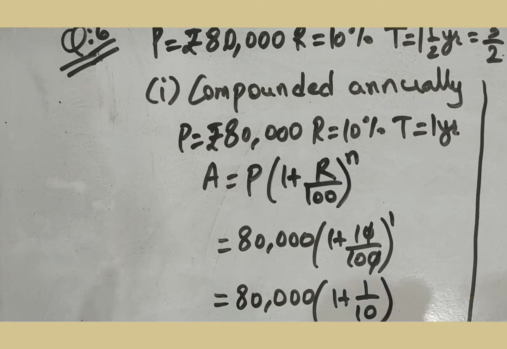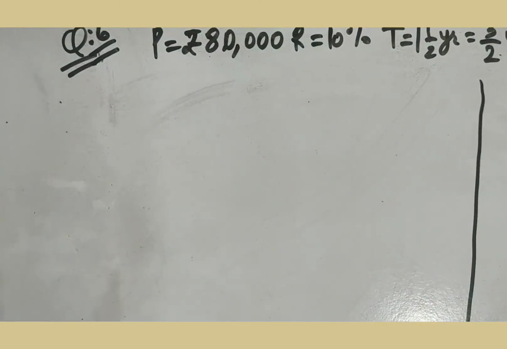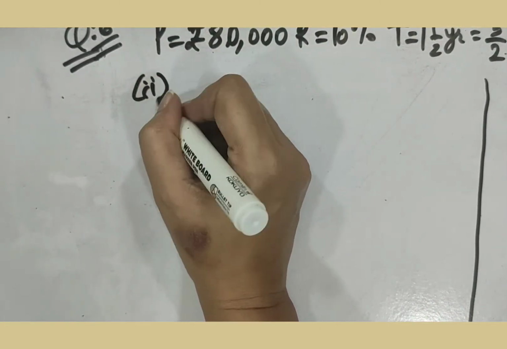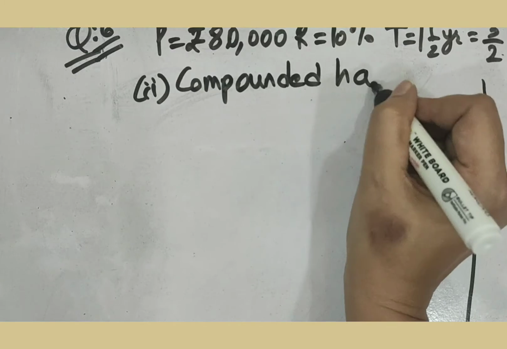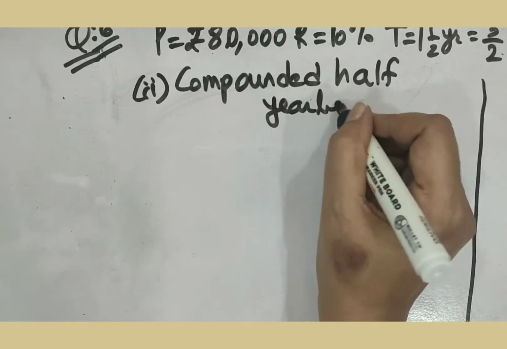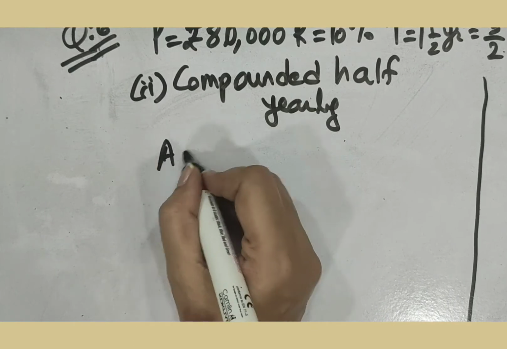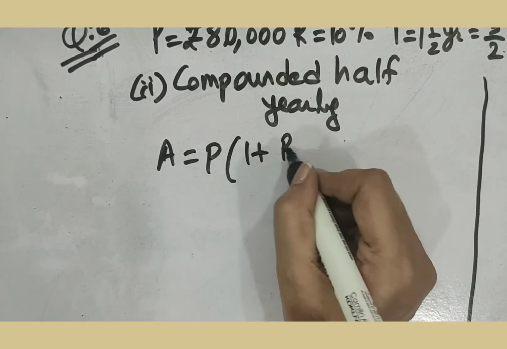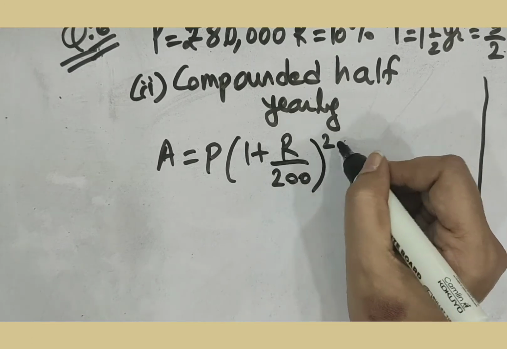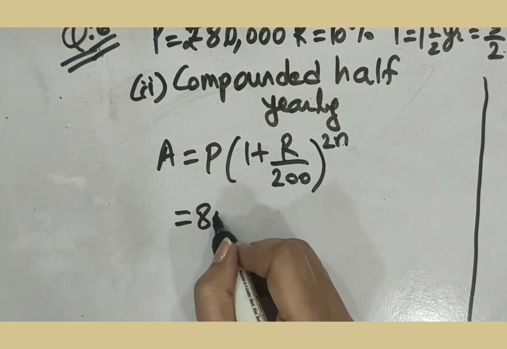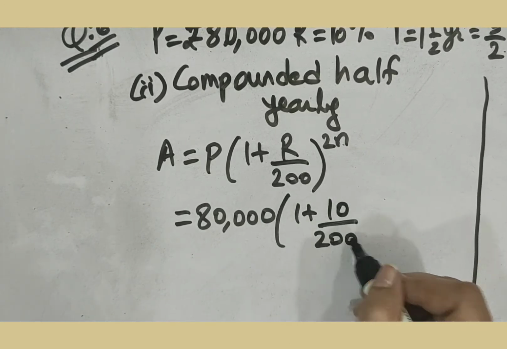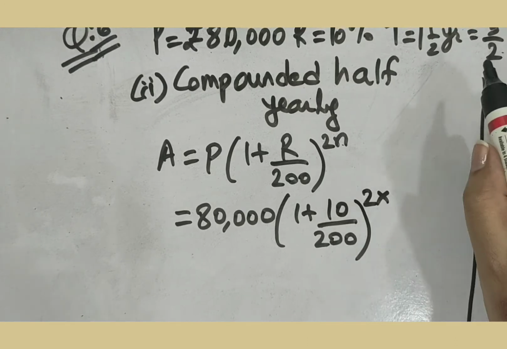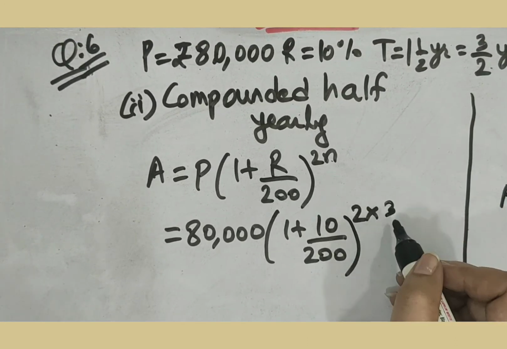Now let us do for the half yearly. So for half yearly, interest is compounded half yearly. So in this case, my formula will be A is equal to P into 1 plus R upon 200 whole raised to 2n. That will be equal to 80,000 1 plus rate is 10 upon 200 whole raised to 2. Now in this case, my time I will take 3 upon 2 years. So it will be 3 upon 2.